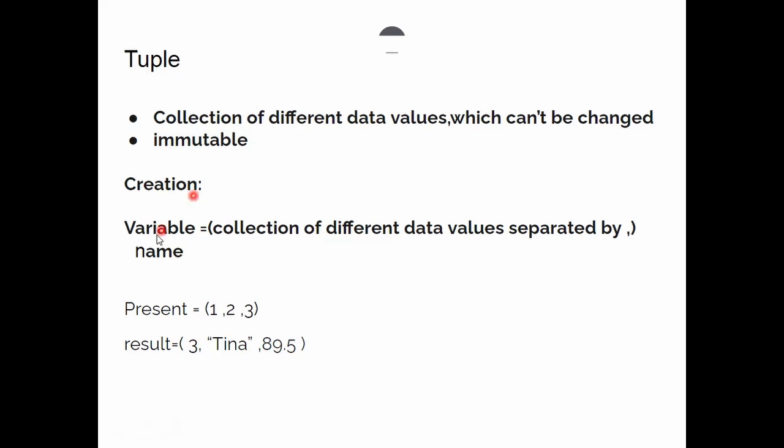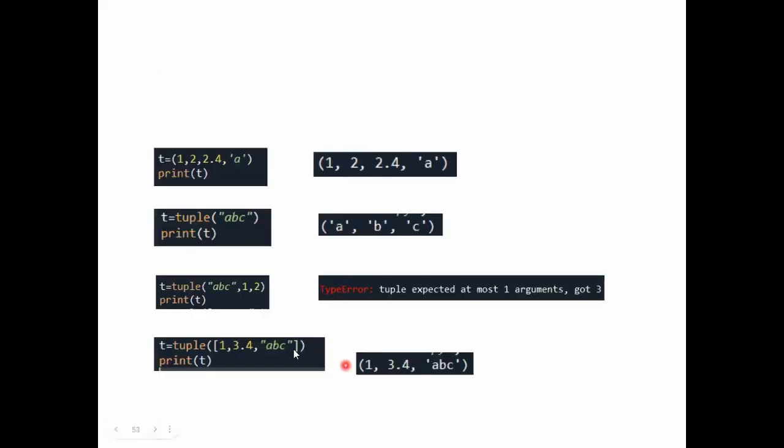Okay, so what is the way of creating a tuple, which is similar to the list method? Variable name equal to parentheses, with a collection of different data values separated by commas. So here we have roll numbers 1, 2, 3, enclosed by parentheses, then equal to some variable name. Here we have a result tuple, which has 3 different data values: an integer, a string, and a floating point number.